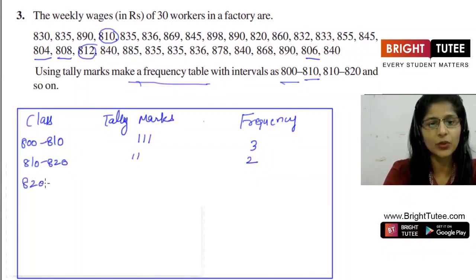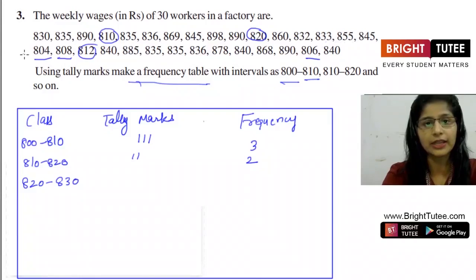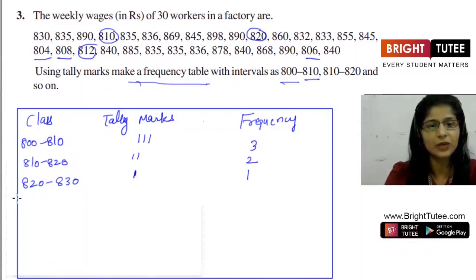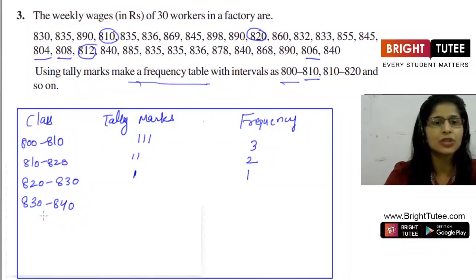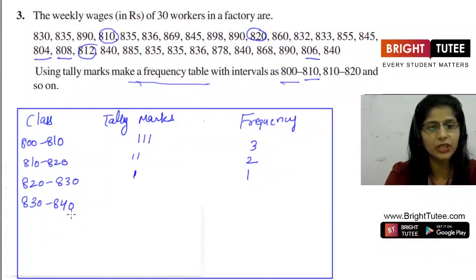Let us count from 820 to 830. 830 definitely will not be included. So let us start counting and see which one we get. 820, that is the first one that we got, 1. Then we have no other, right? So we just have 1 that lies in this category. Let us start with the next category, 830 to 840. In 830 to 840, 830 definitely would be included, but not 840.